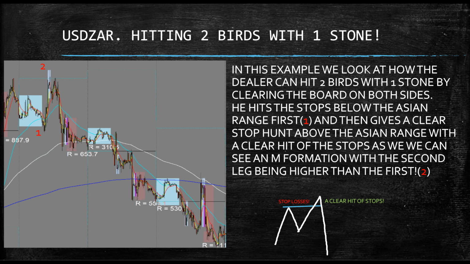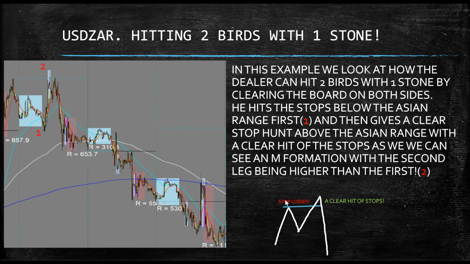All right, so this is another example on USDR. As you can see, I did speak about the dealers hitting 2 birds with 1 stone. In this example, we'll look at how the dealer can hit 2 birds with 1 stone by clearing the board on both sides. He hits the stops below the Asian range first, and then gives a clear stop hunt above the Asian range with a clear hit of stops, as we can see in formation with the second leg being higher than the first. That is a very powerful peak formation.